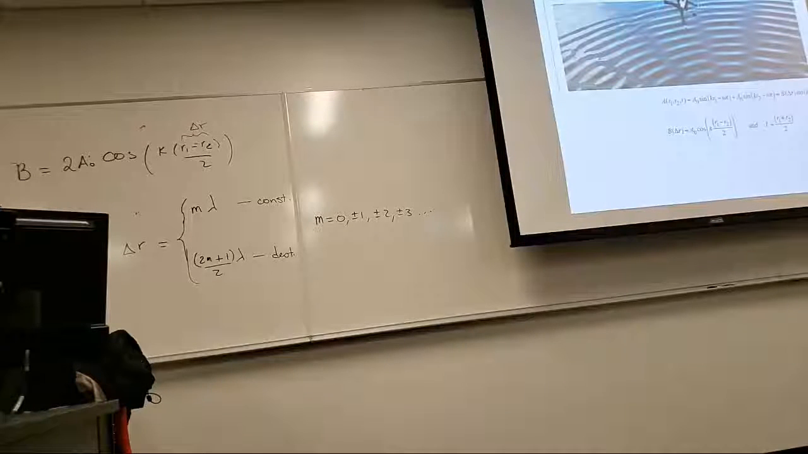The argument, K delta R over 2, where K is 2 pi over lambda, if it's a multiple of pi, the cosine of a multiple of pi is plus or minus 1. But if K delta R over 2 is an odd multiple of pi over 2, then the cosine is always 0. Pi, 3 pi, 5 pi, 7 pi. So this amplitude can be 2A all the way down to 0, and it doesn't depend on time. It will forever be like that.